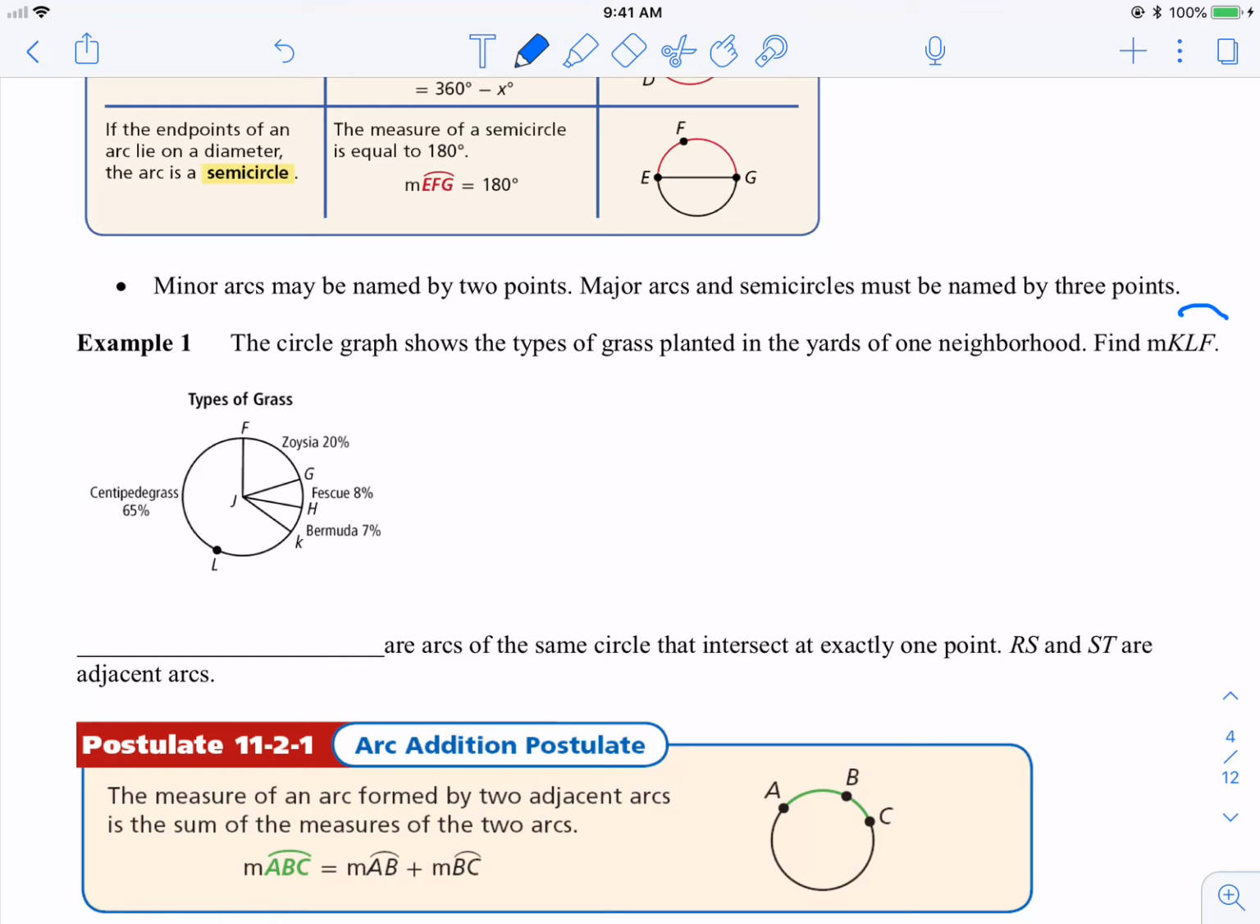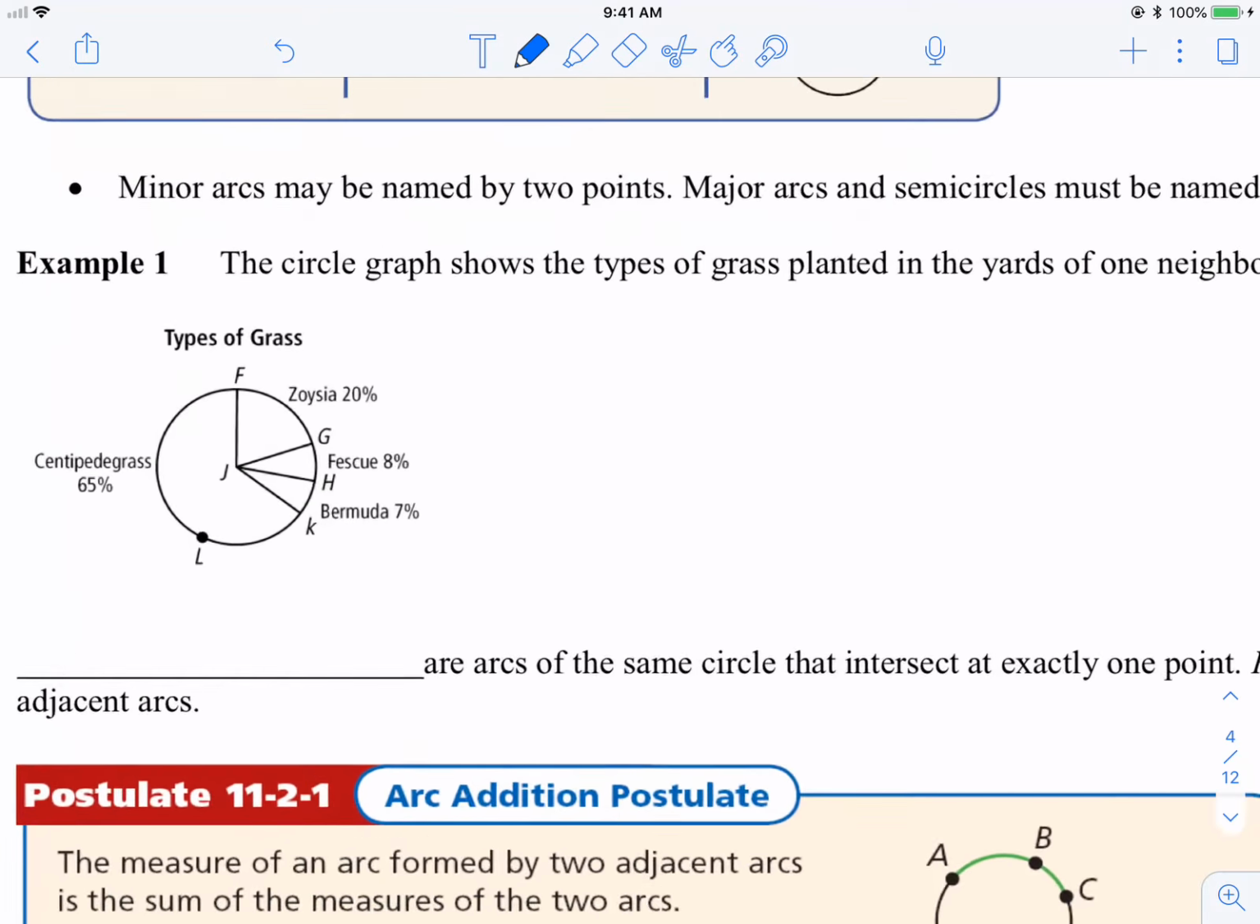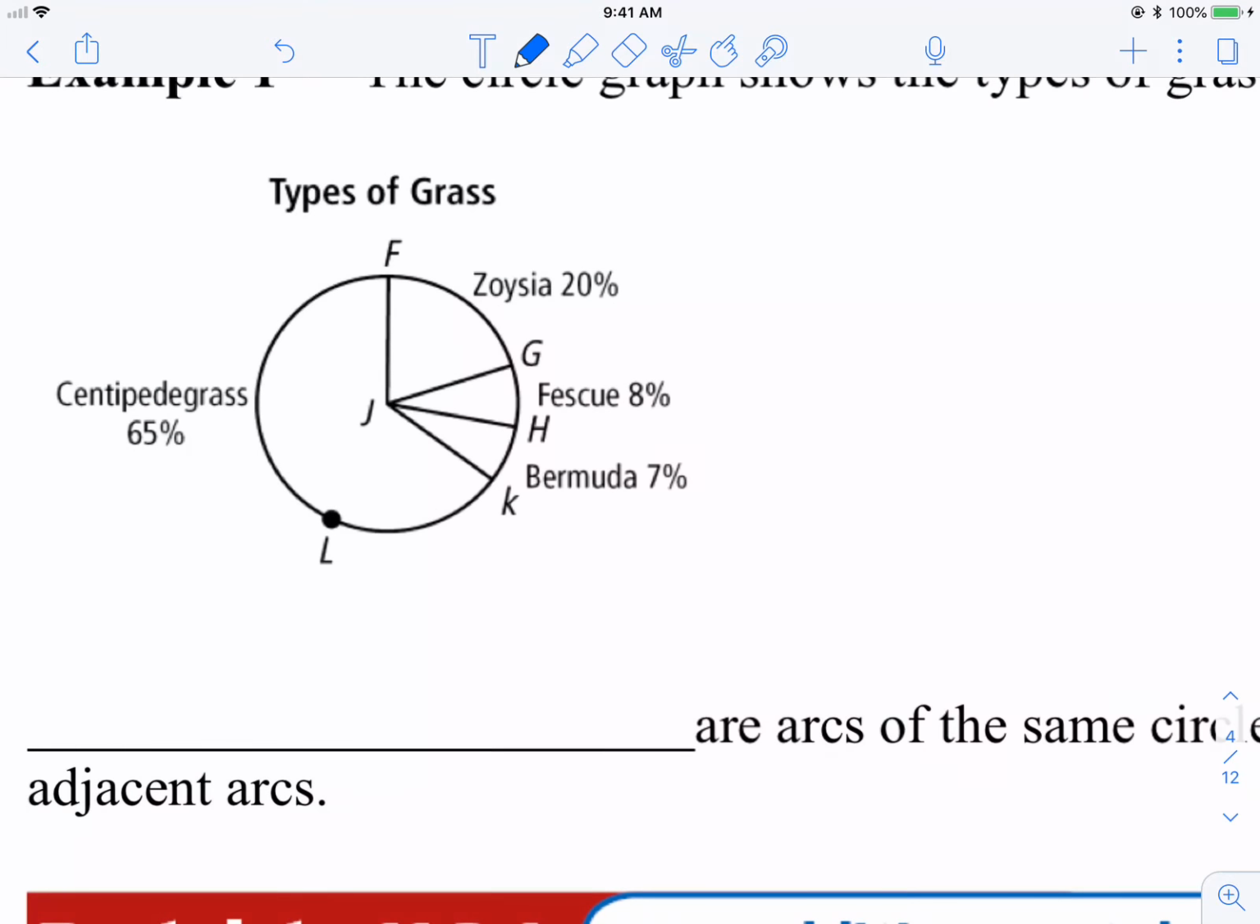So for our first example in section 11.2, we're told the circle graph shows the types of grass planted in the yards of one neighborhood. We are asked to find the measure of arc KLF. So we see that arc KLF is this major arc right here that corresponds with the centipede grass. Centipede grass makes up 65% of this neighborhood.